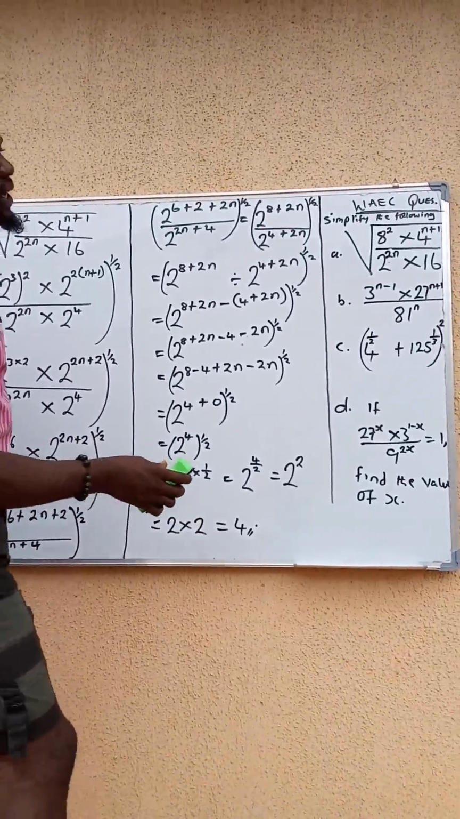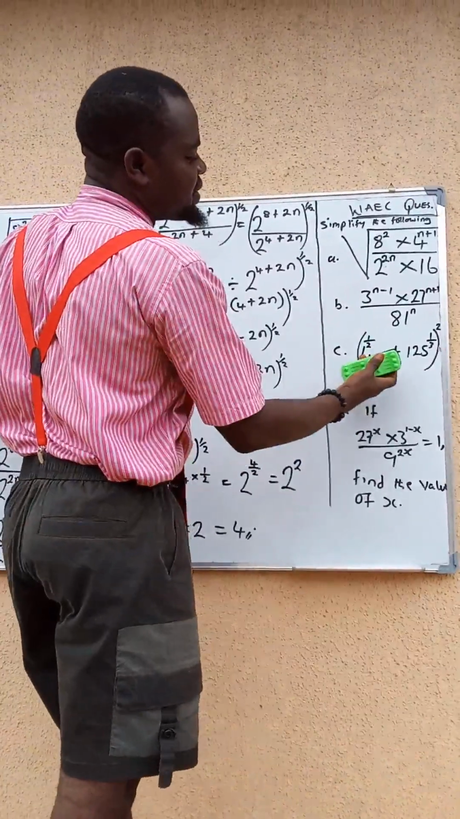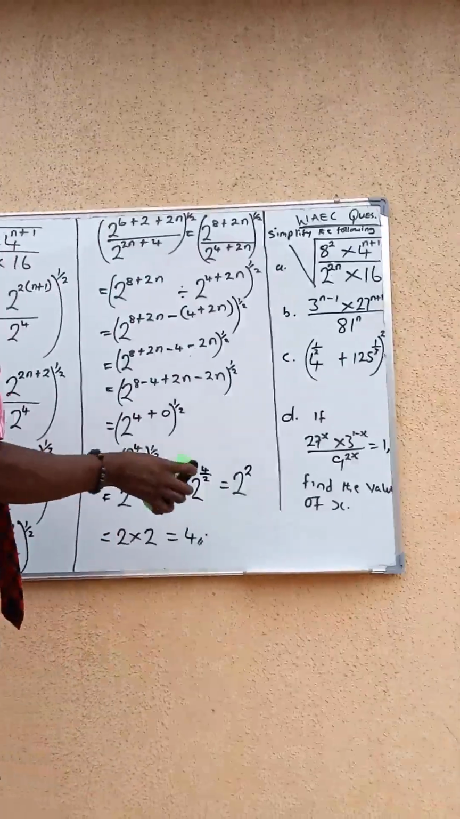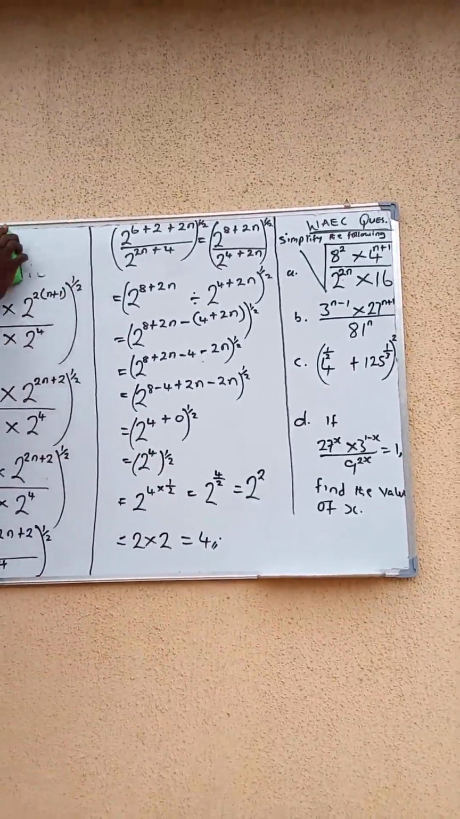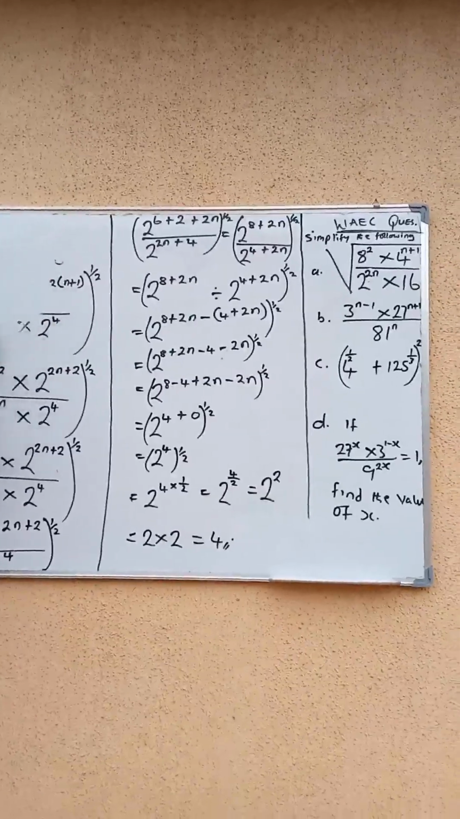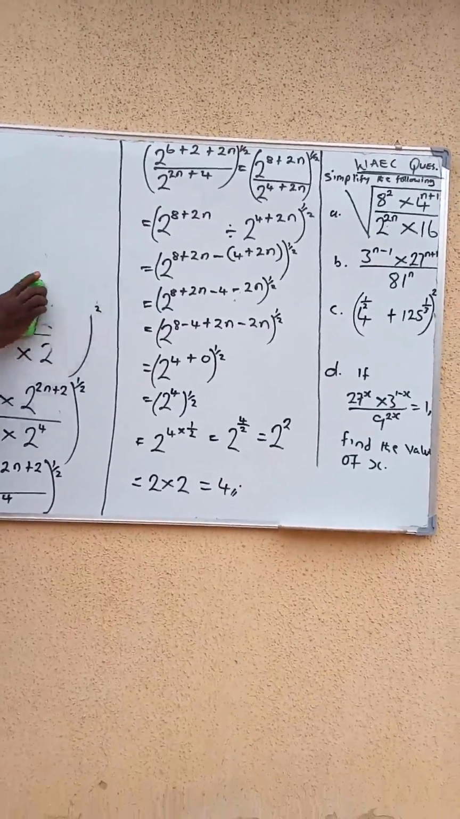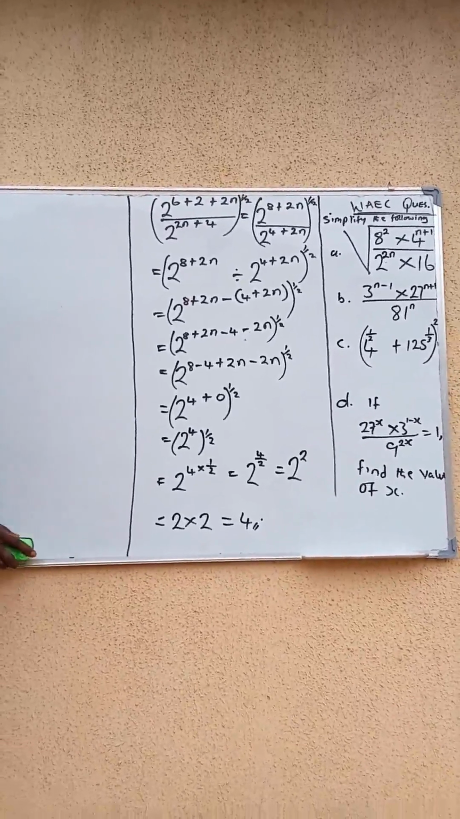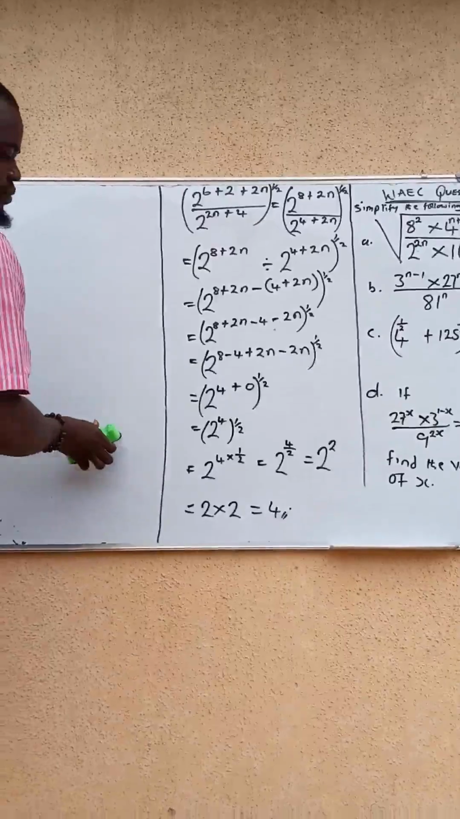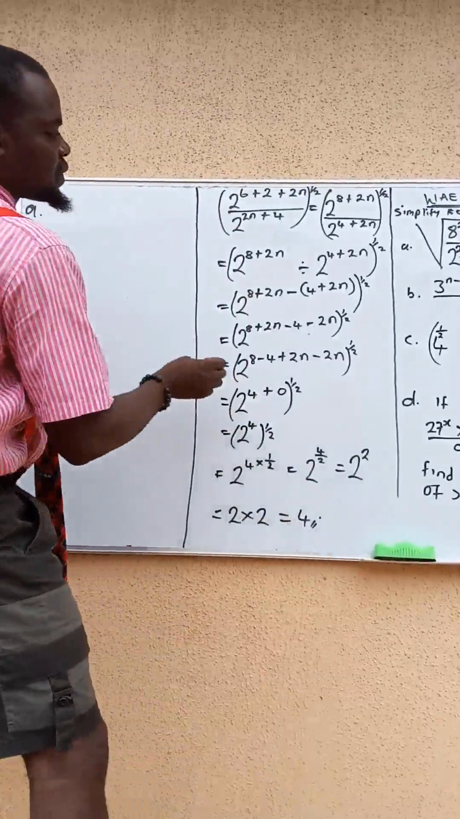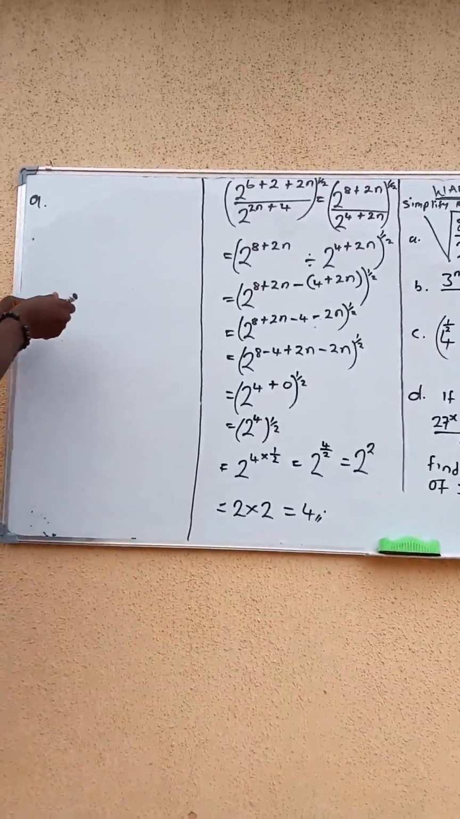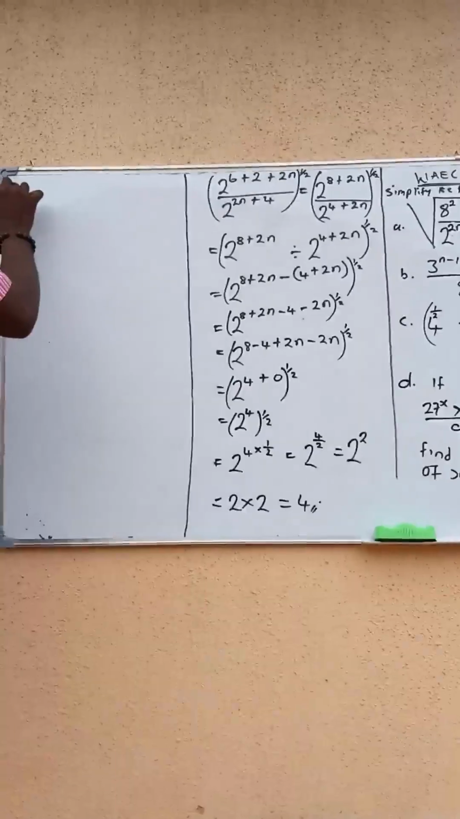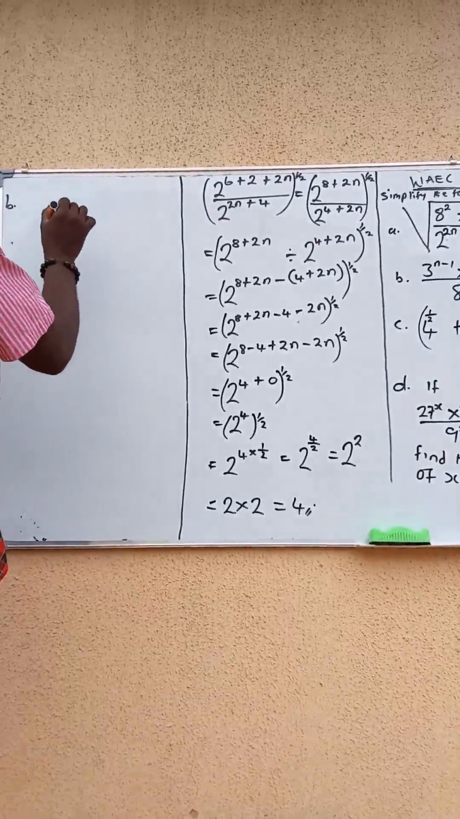So I'll take this one. This OBJ question is very simple. But let me just take it. That one is very simple. B. Let me go accordingly.